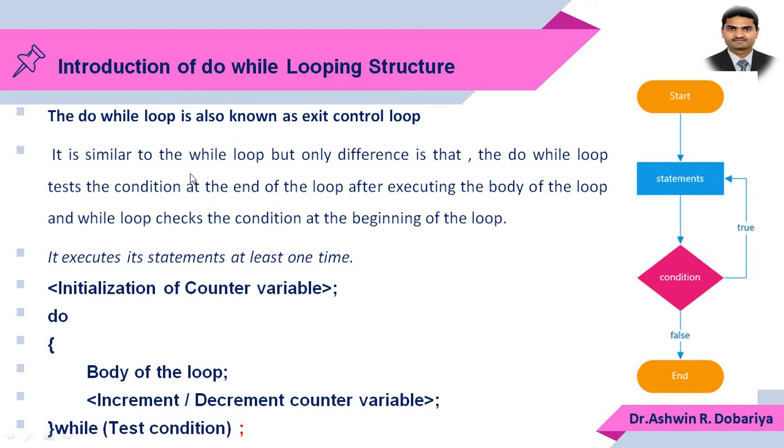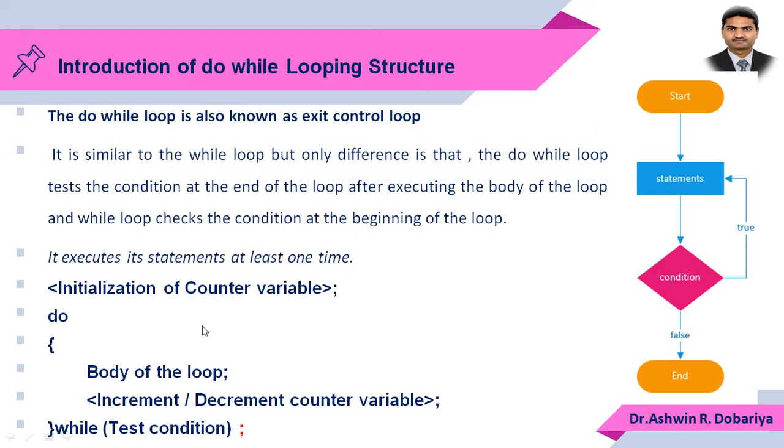So this do while loop is very similar to the while loop, but the only difference is that the do while loop tests the condition at the end of the loop after executing its block, and that's why it is known as an exit control loop. If we see the flow chart of the do while loop, first it will execute the block or all statements of the body, then it checks the condition. If the condition becomes true, it again repeats the statements, again checks the condition. This process will continue till the condition becomes false. Once the condition becomes false, control will transfer outside the loop.